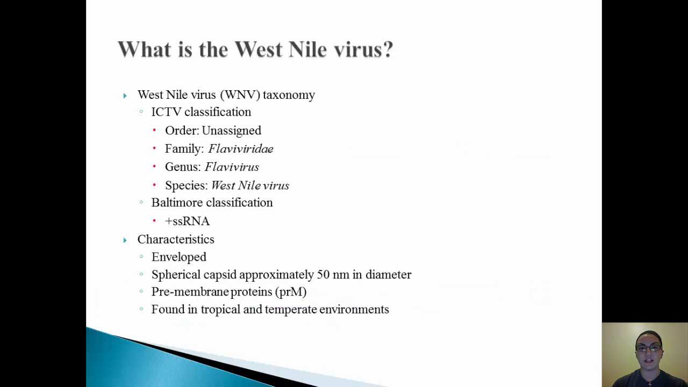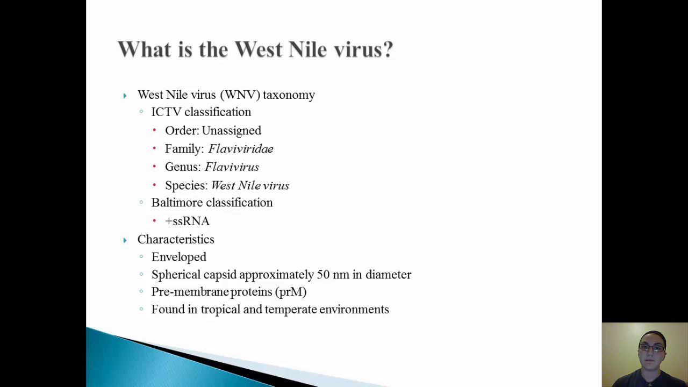First of all, a little bit of information. What is the West Nile virus? It is the infectious agent for both West Nile fever and West Nile disease. There are two ways to classify viruses, the ICTV method and the Baltimore method. The West Nile virus under the Baltimore classification falls under the category positive single-stranded RNA virus. Under the ICTV method, the West Nile virus is under an unassigned order actually. It falls under the family Flaviviridae, the genus Flavivirus, and the species West Nile virus.